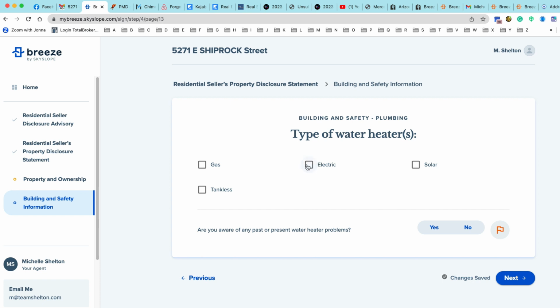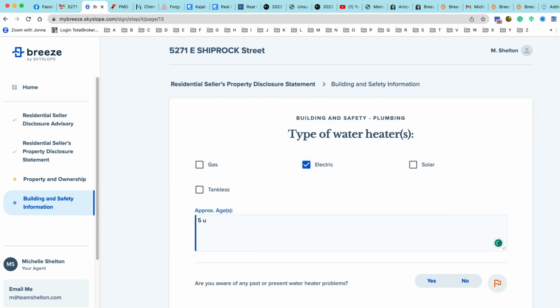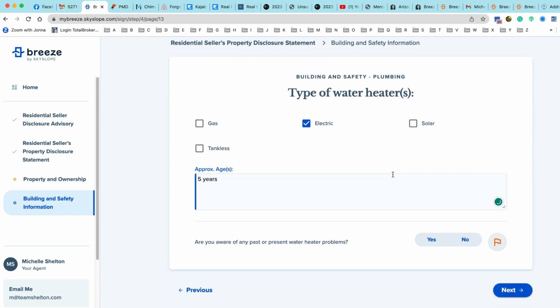Type of water heater, electric, 5 years. Now, sometimes you may have to teach your clients how to go out and look on the water tank to see how old it is. Are you aware of any past or present water heater problems? At least it doesn't say hot water heater.